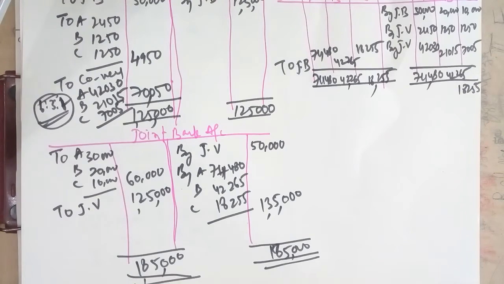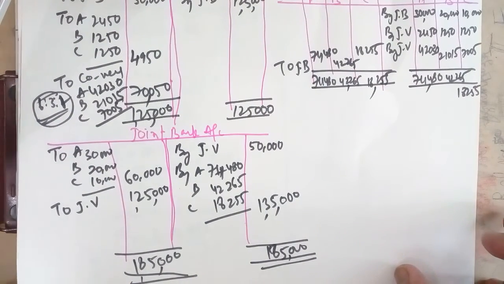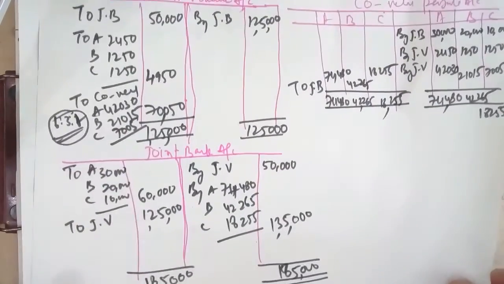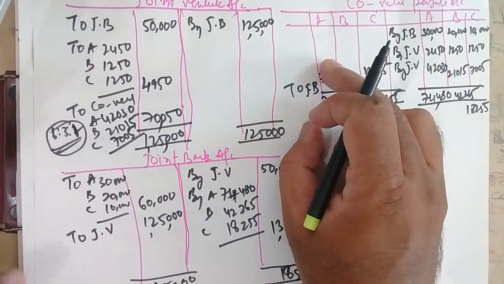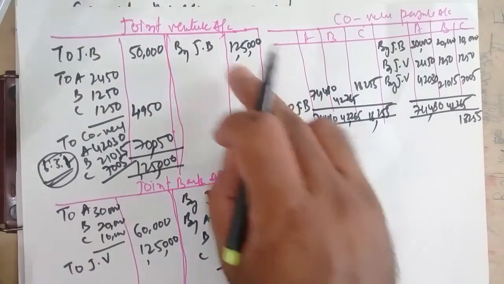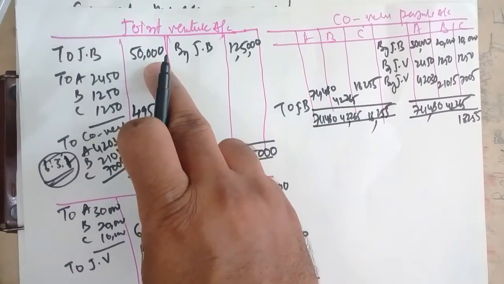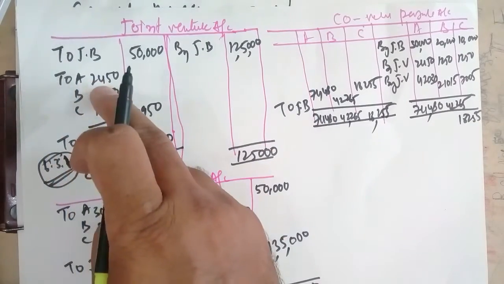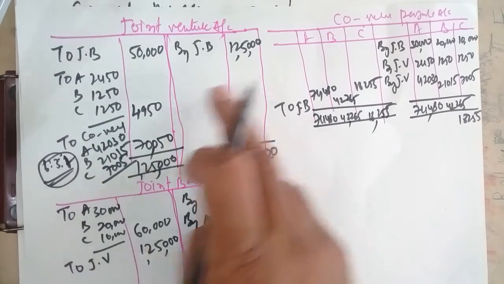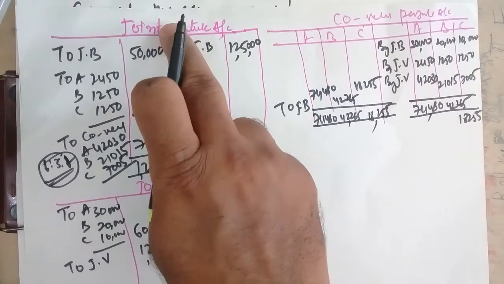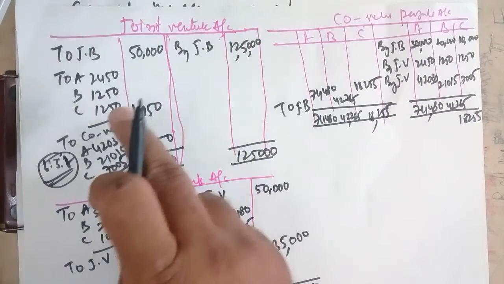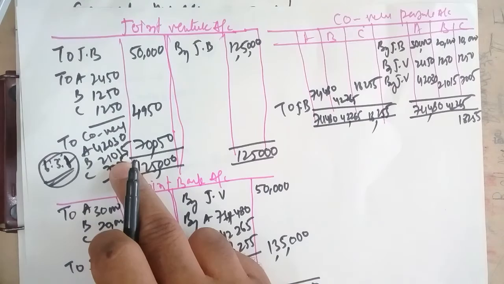Simultaneously you can pass the journal entries. How to pass the journal entries? Once you prepare the ledger accounts, if you are asked to write the journal entries, you can pass them very easily. The entry would be joint bank account debit to joint venture, first entry is done. Joint venture account debit to A, B, C co-ventures account, second entry is done. Then joint venture account debit to A, B, C co-ventures personal account, this is the profit entry.